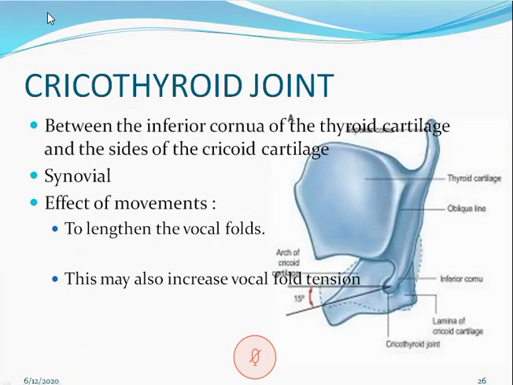The cricothyroid joint is in between the inferior cornu of the thyroid cartilage and the sides of the cricoid cartilage. This is the cricothyroid joint. It is a synovial joint, and it affects the movements to lengthen the vocal cords, which in turn increases the vocal fold tension.